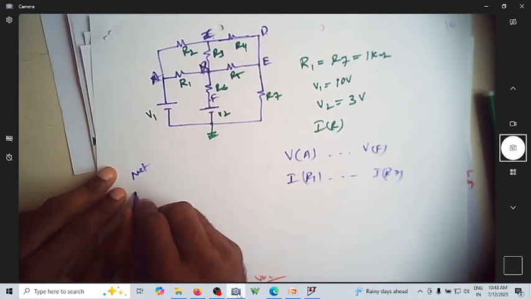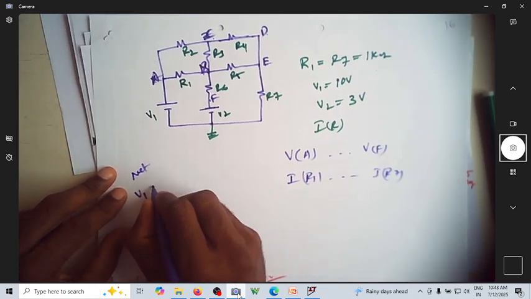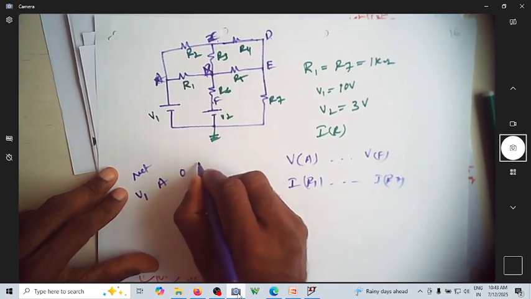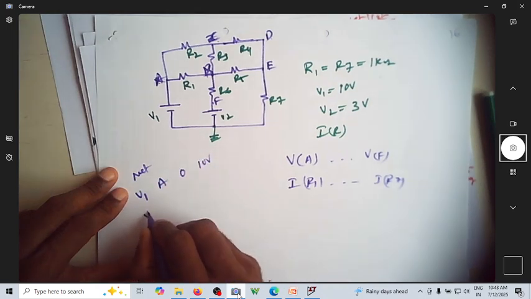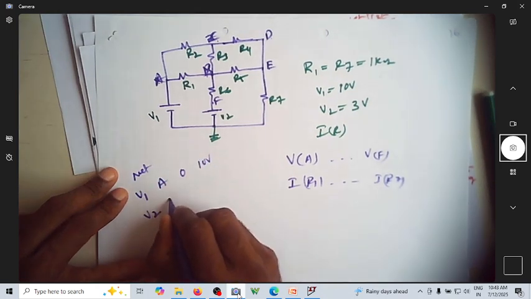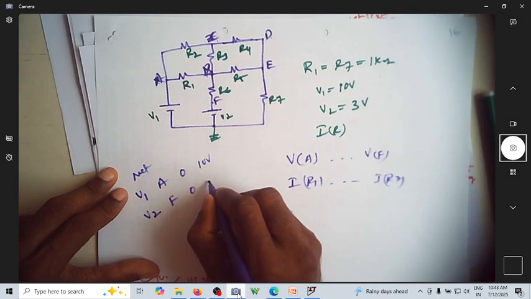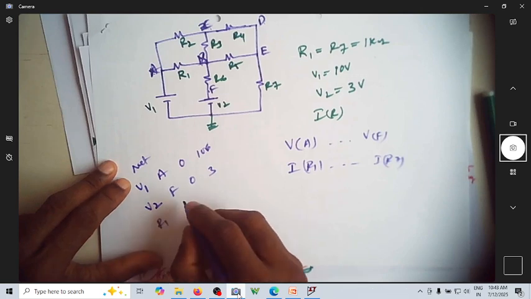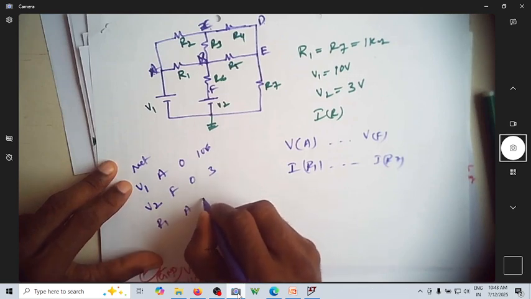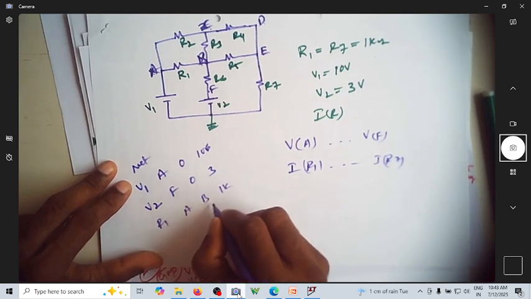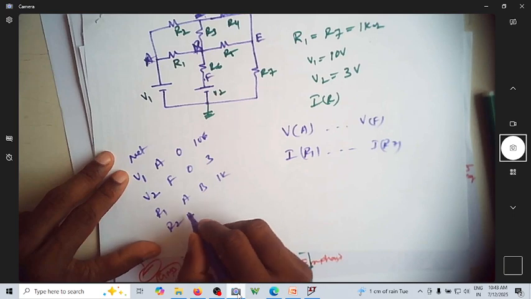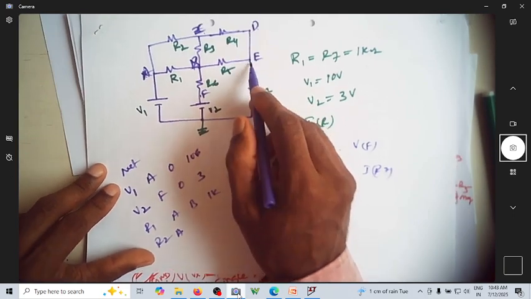So where is V1 connected between? It is between A and 0, with 10 volt. V2 is between F and 0, and this is 3 volt. Where is R1 between? It is A and B. Its value is 1K. Where is R2 between? R2 is between A and, oh sorry, these two are the same.